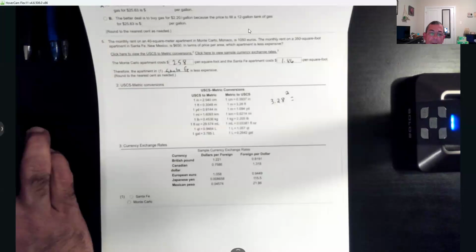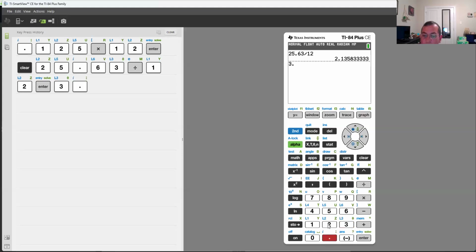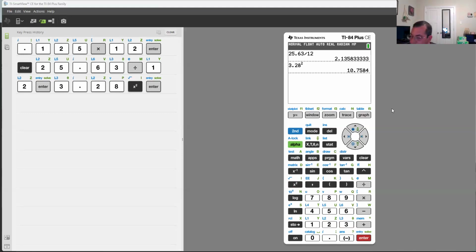So let's go to our calculator and we'll do 3.28 and we're going to square that with this x squared button on the left side. And notice I get 10.7584. So that's how many square feet are in a square meter. So y'all watch out. You can't just go feet to meters on that. We've got to square them, okay?